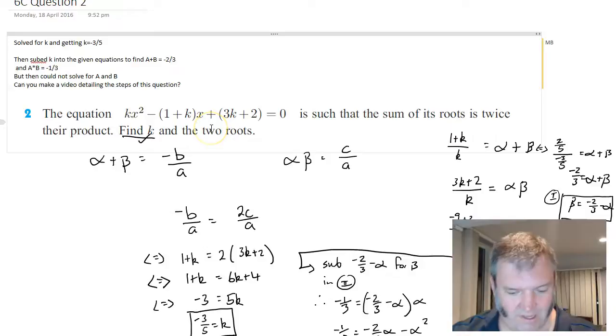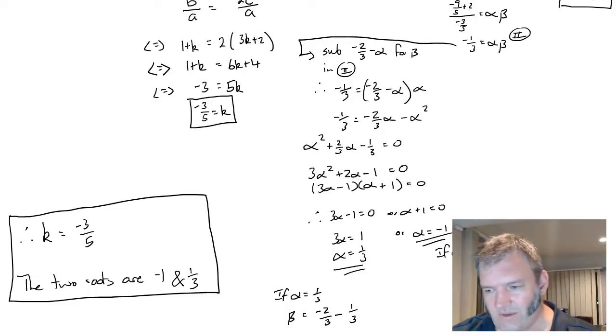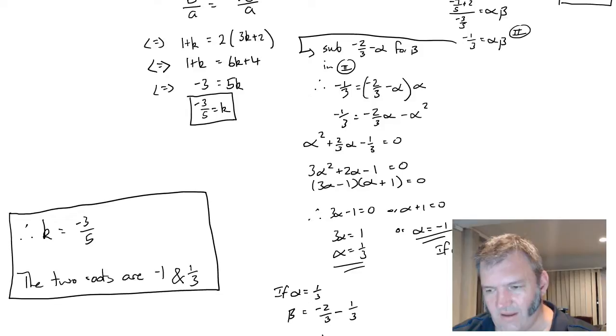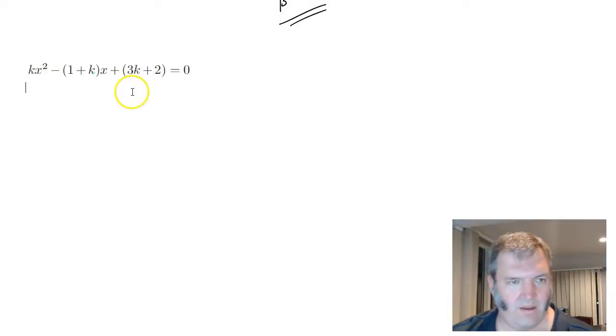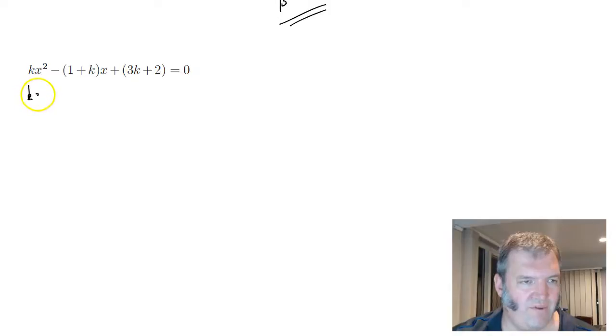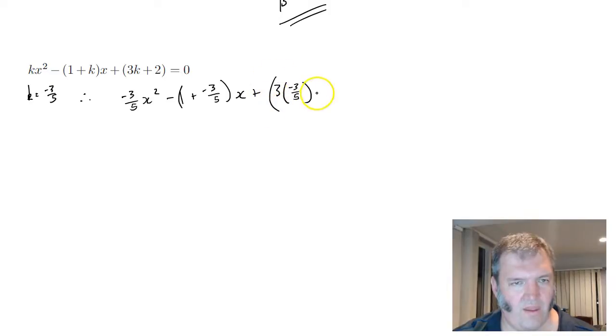Let's go back to this original equation now. To save me getting it wrong when I scroll down and can't see what I'm doing, I'm going to cut and paste that again. Bear with me while I create a little bit of room here. And remember we have k equals -3/5. So I would have -3/5 x squared minus 1 plus -3/5 x plus 3 times -3/5 plus 2 equals 0.